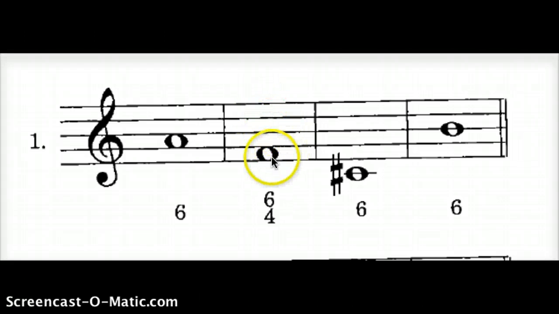B, D, and F. This is the fifth, so it's actually a B diminished triad in second inversion. So go ahead and finish these on your homework, and if you have any questions, please ask.